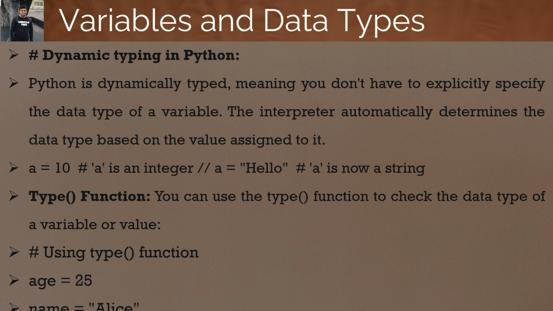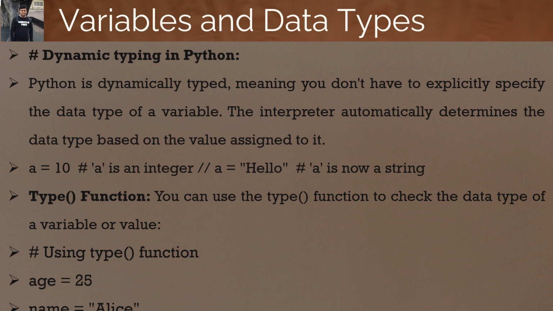So another thing is dynamic typing in Python. So in data types and variables, you have dynamic typing. Python is dynamically typed, meaning you don't have to explicitly specify the data type of a variable. The interpreter automatically determines the data type based on the value assigned to it. So suppose you put a equal to 10, so a is an integer, or a equal to hello, it is a string.